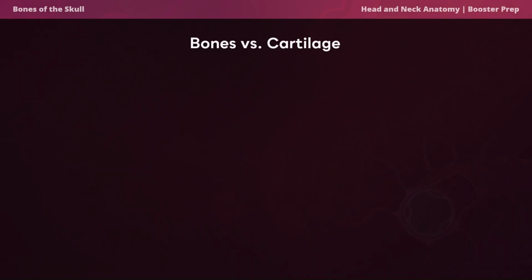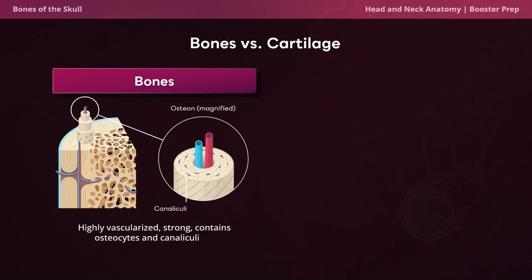Speaking of bone formation, there is one last topic that we need to discuss together, which is the difference between bones and cartilage. Okay, so bones are highly vascularized, strong matrices containing collagen, minerals, and living cells such as osteocytes. Bones are composed of osteons that maximize mechanical strength and flexibility. In each of these osteons, there are lacunae containing osteocytes, which are involved in bone remodeling, as well as canaliculi, which are channels that facilitate cell-to-cell exchange of nutrients and waste.